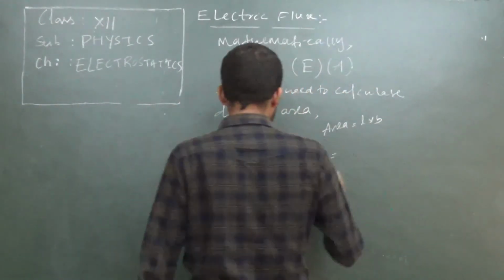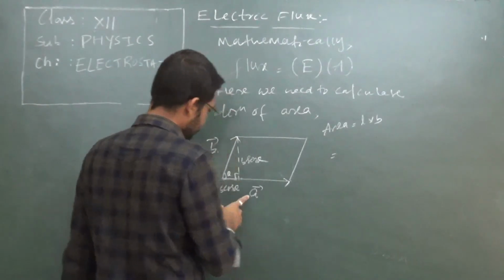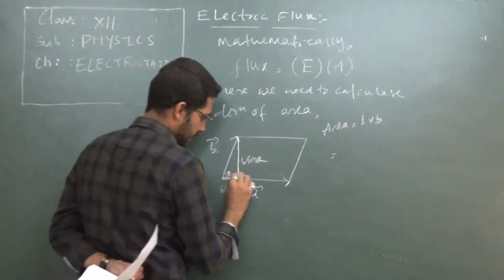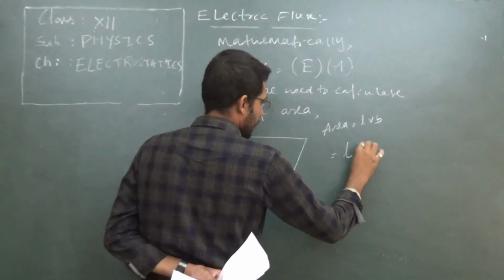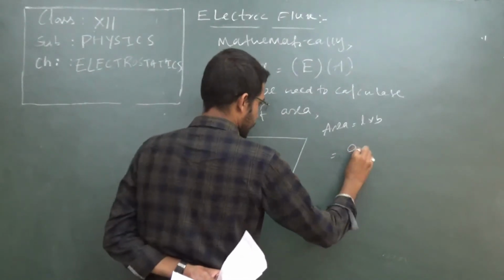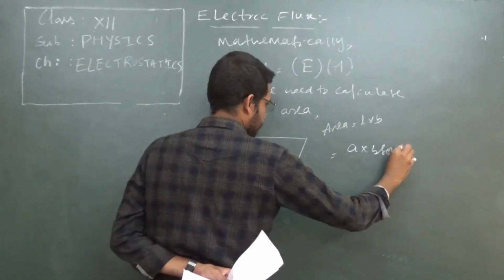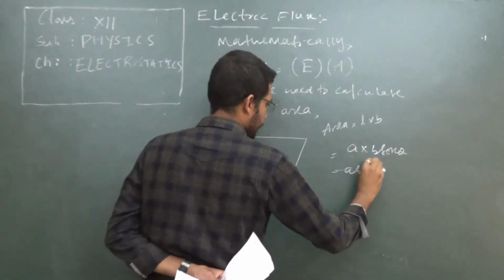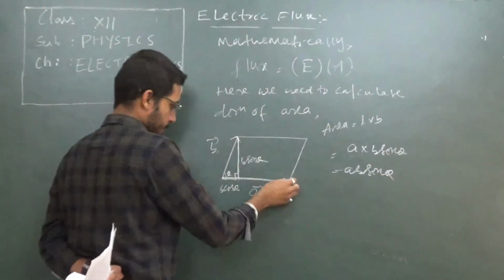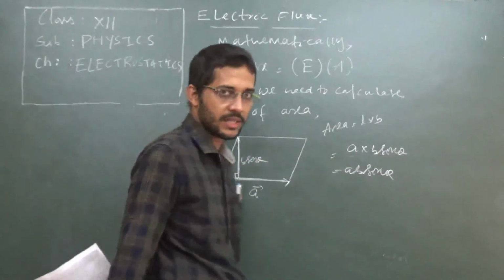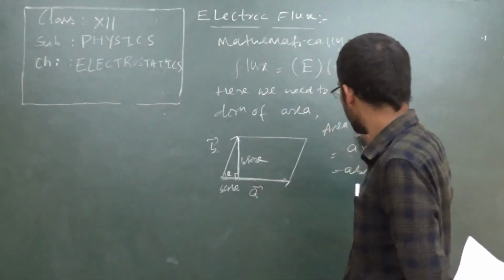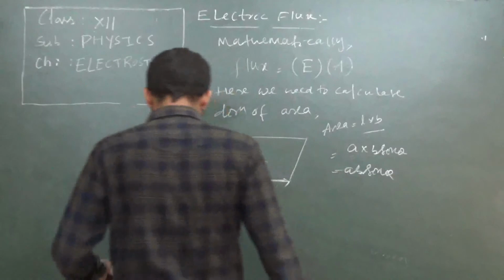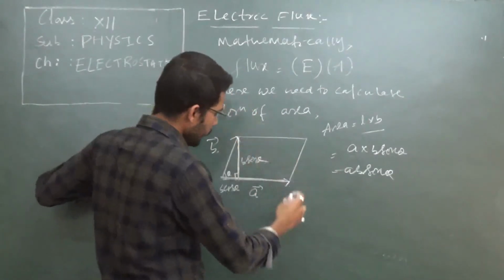So if you place the values, how much will you get? This and this. So we will write A times B sin theta, or we will get AB sin theta. A and the perpendicular one, AB sin theta, which gives you the idea about the area of a particular parallelogram. Okay, got this one? So always remember this one.